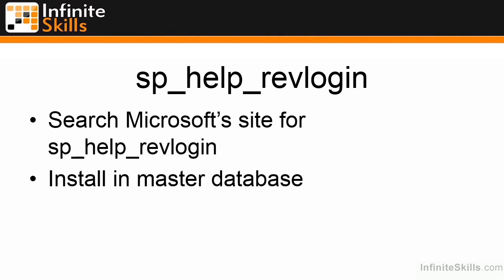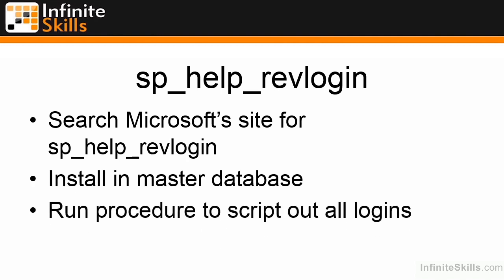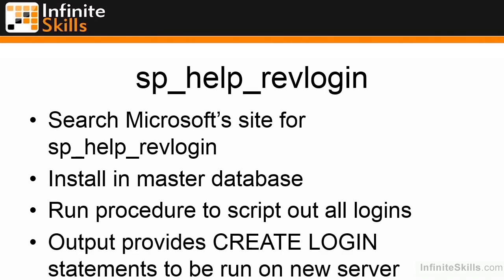When you run the stored procedure, it will script out all logins on the system. You can then take the output from the stored procedure, which is going to be a series of create login statements, and then run those create login statements on your secondary server or on your new server, and the logins will then be created. The nice thing about using sp_help_rev_login is that when it scripts out the SQL Server logins, it will create them with the appropriate SIDs so that the logins and the users match automatically. Let's go ahead and take a look at using sp_help_rev_login.